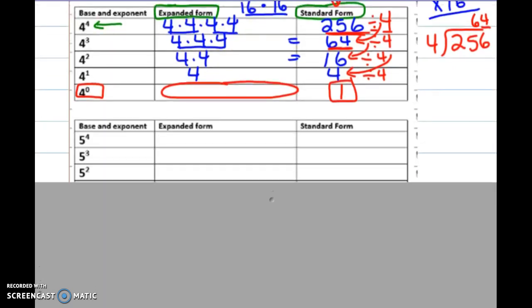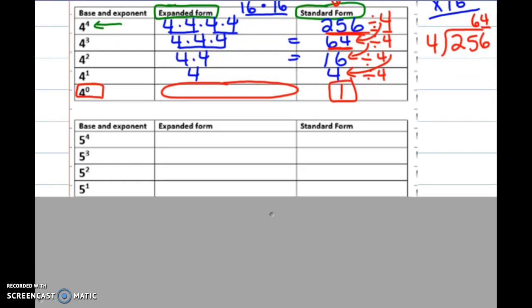In your next table, your base is a 5. I want you to pause your video in just a moment and fill in the expanded form and the standard form for 5 to the 4th power, 5 to the 3rd power, 5 to the 2nd power, and 5 to the 1st. You may not use a calculator. Do your multiplication by hand. So pause your video and complete those 4 rows.